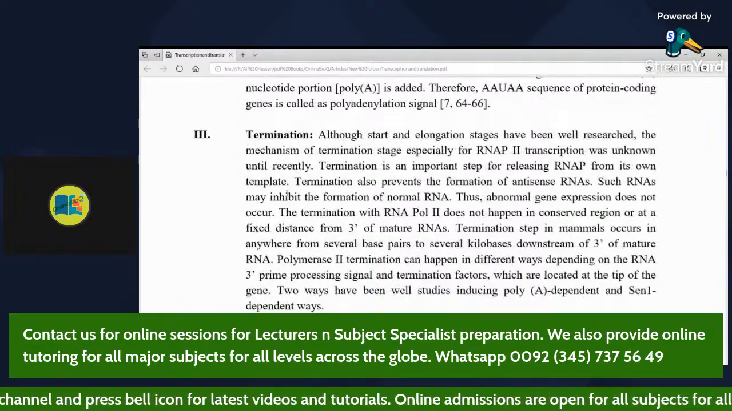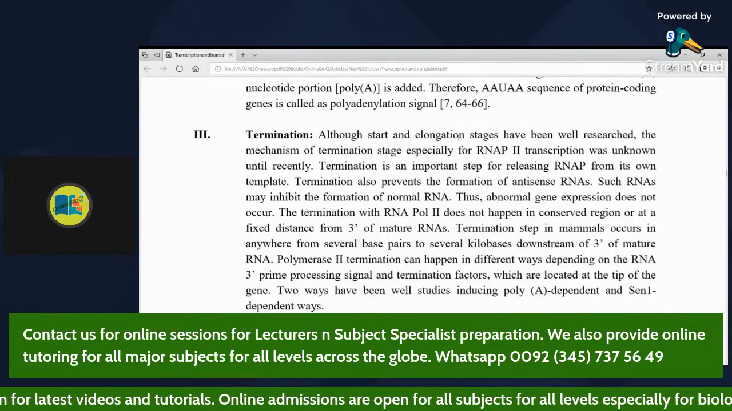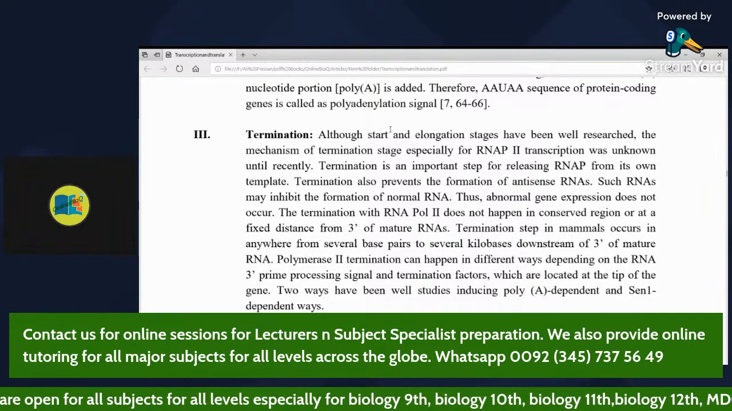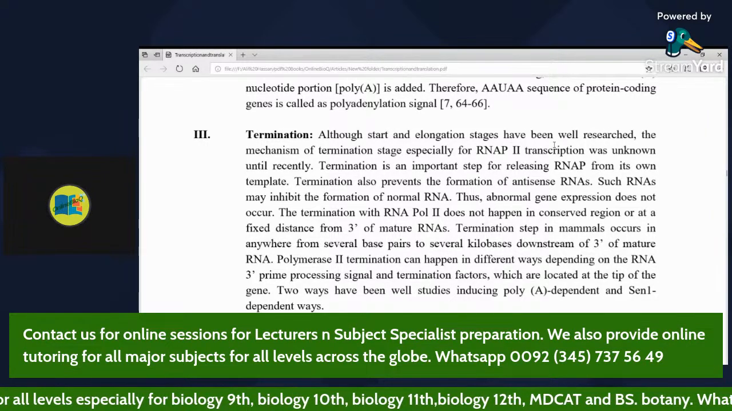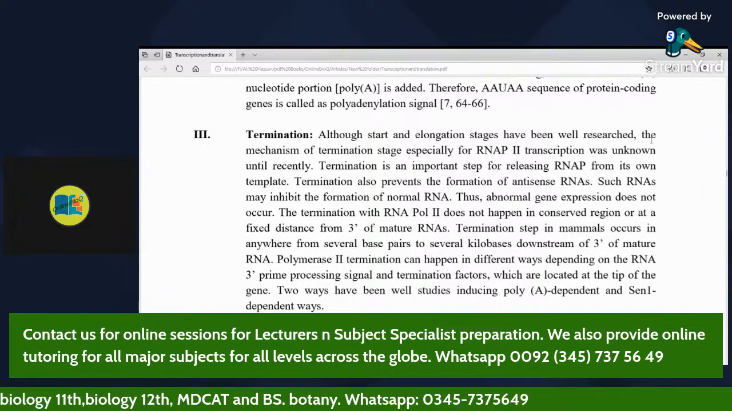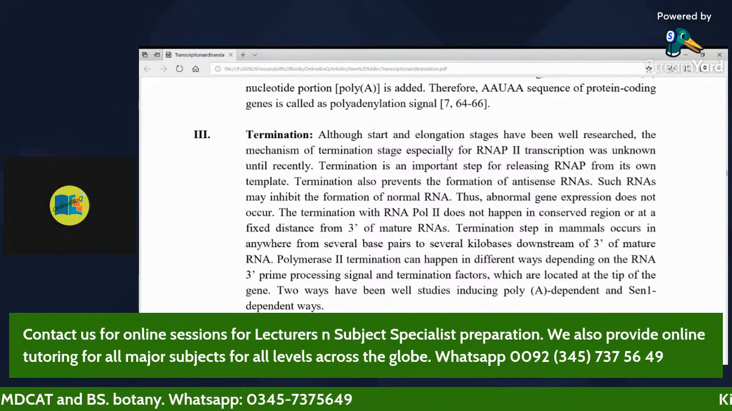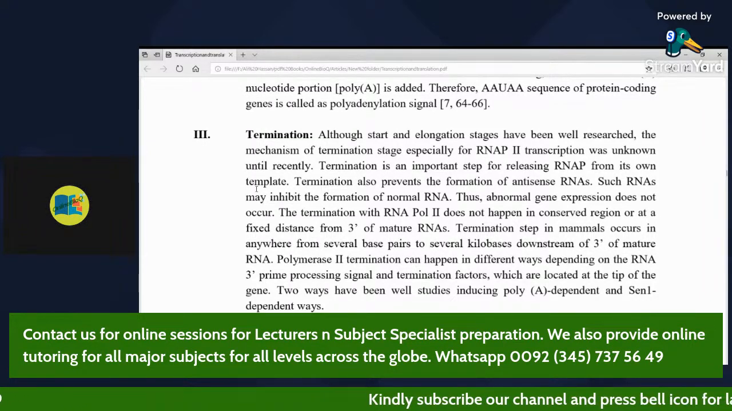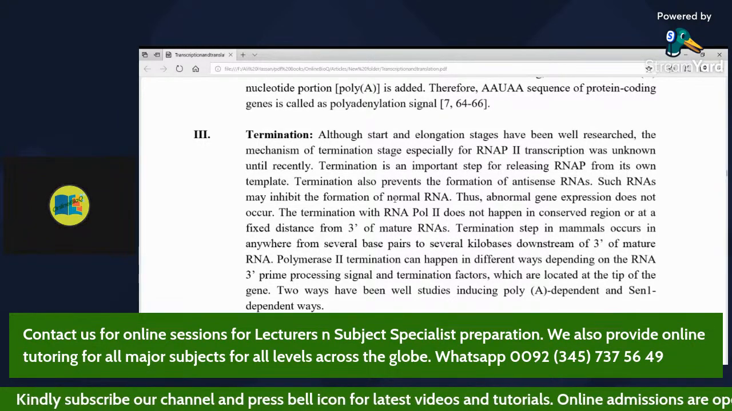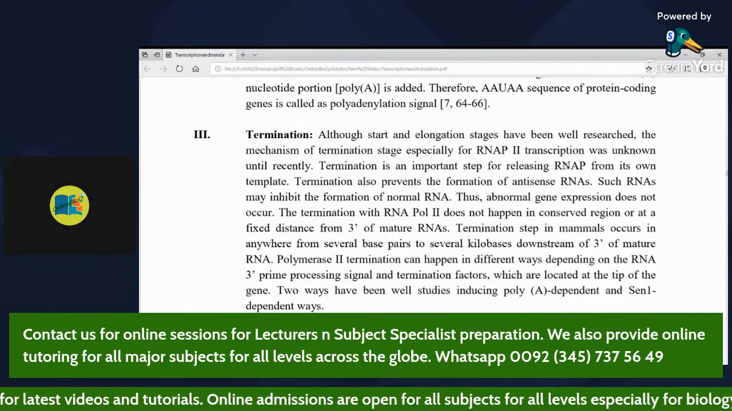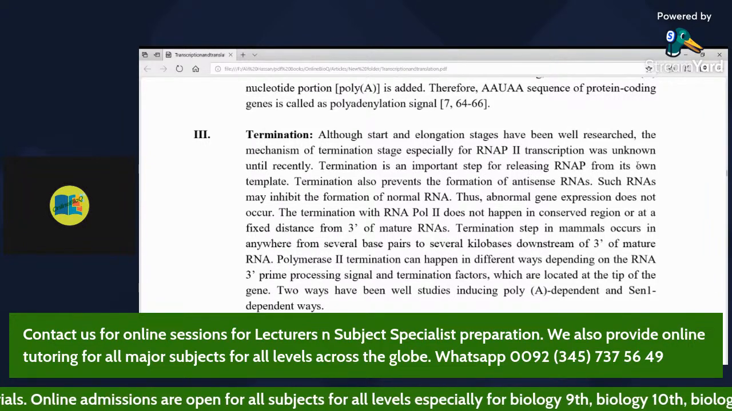And lastly, we study termination. Although the initiation and elongation stages of transcription in eukaryotes have been well researched, the mechanism of the termination stage, especially for RNAP2 transcription, was unknown until recently. Termination is an important step, during which RNAP is released from its template.